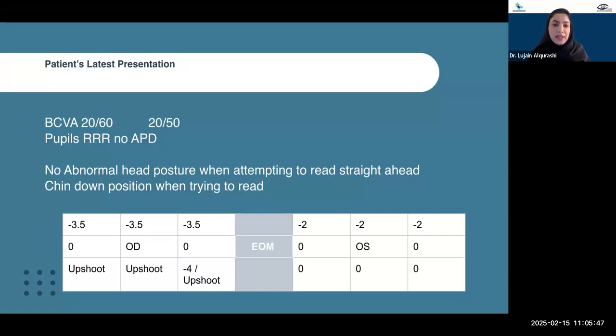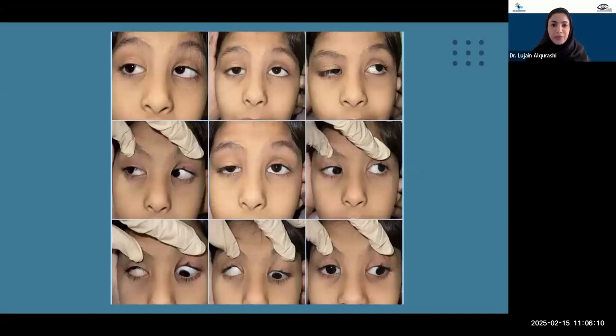So in the latest follow-up visit, the best corrected visual acuity in the right eye was 20/60, and in the left eye, it was 20/50. There were no abnormalities noted in the pupils, and there was no abnormal head posture when she is sitting in the clinic and looking straight to read the E-chart. As for the extraocular muscles, I'll show you in the picture. She had significant limitation in superduction, mainly in the right eye, but also in the left eye.